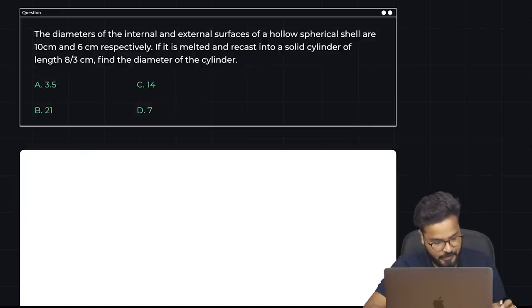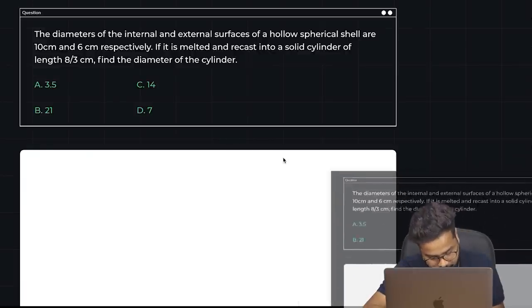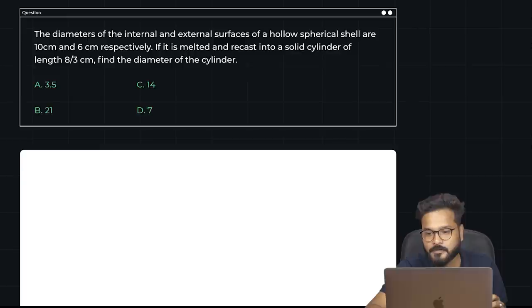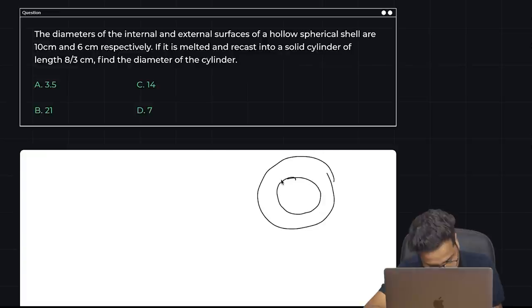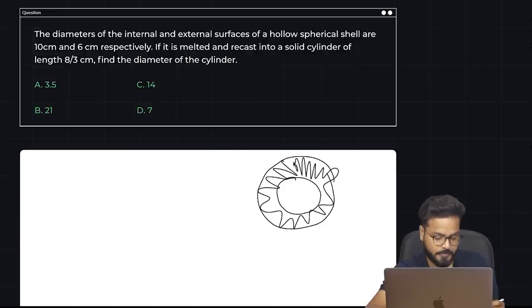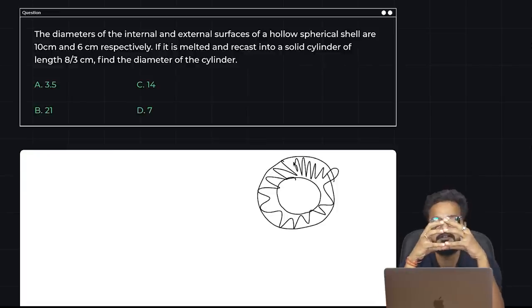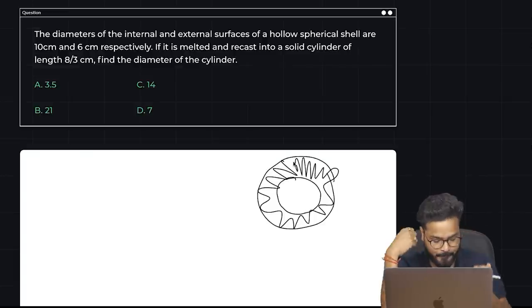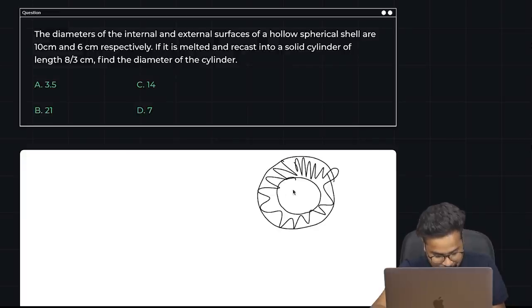Okay. So guys, the diameters of the internal and external surfaces of a hollow spherical shell. What is a hollow spherical shell? Let me try drawing it for you. Though I'm not very good at drawing, let me still try. A sphere, first of all. This is how it is going to look from inside. So entire sphere, but it is hollow from inside. So there is a cavity inside it, which is also a sphere. Right? I hope you're able to visualize that. So this part is actually blank.